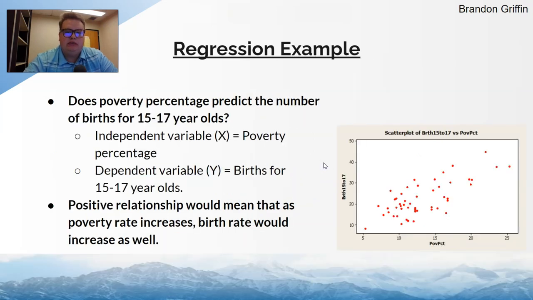So here's an example of regression. Does poverty percentage predict the number of births for 15 through 17-year-olds? And I'll put a link to where I got this below. So our X variable is going to be poverty percentage, and the Y variable is going to be births for 15 through 17-year-olds. So a positive relationship would mean that as poverty rate increases, birth rate would increase as well.